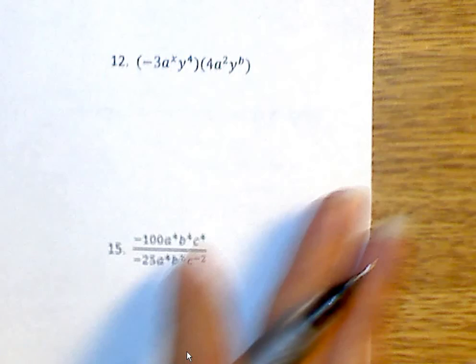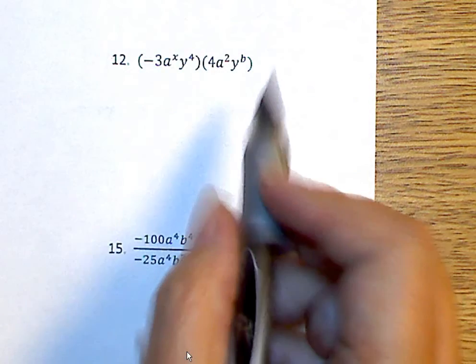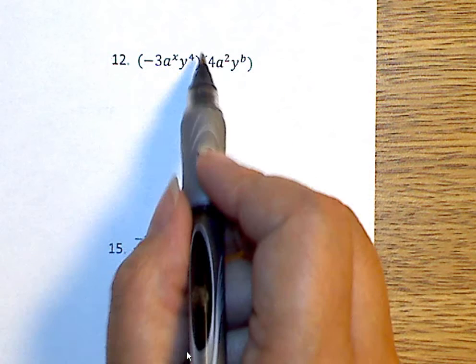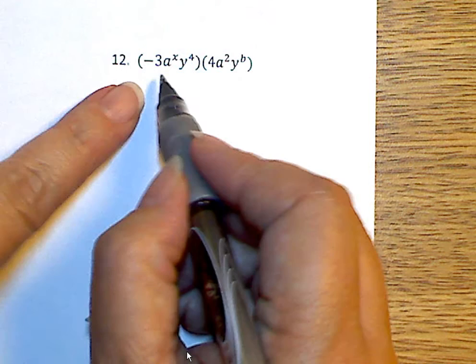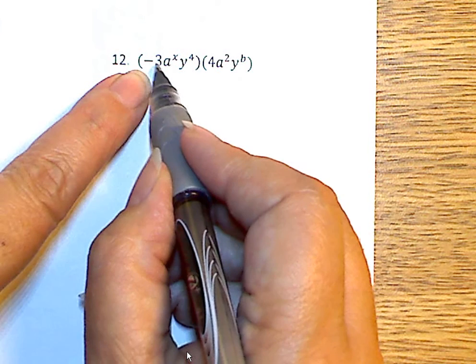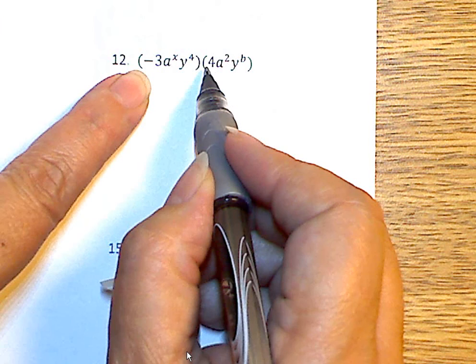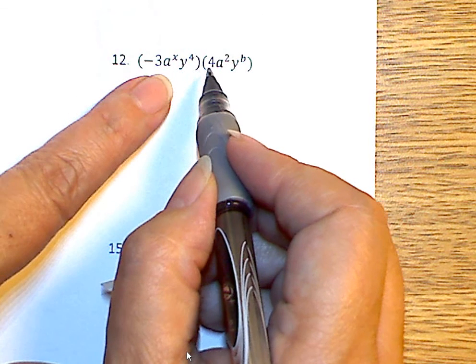Alright, number 12. Since there's nothing raised up here, that means I'm multiplying straight across. It says I have negative 3 times 4. So what is negative 3 times 4? Negative 12.